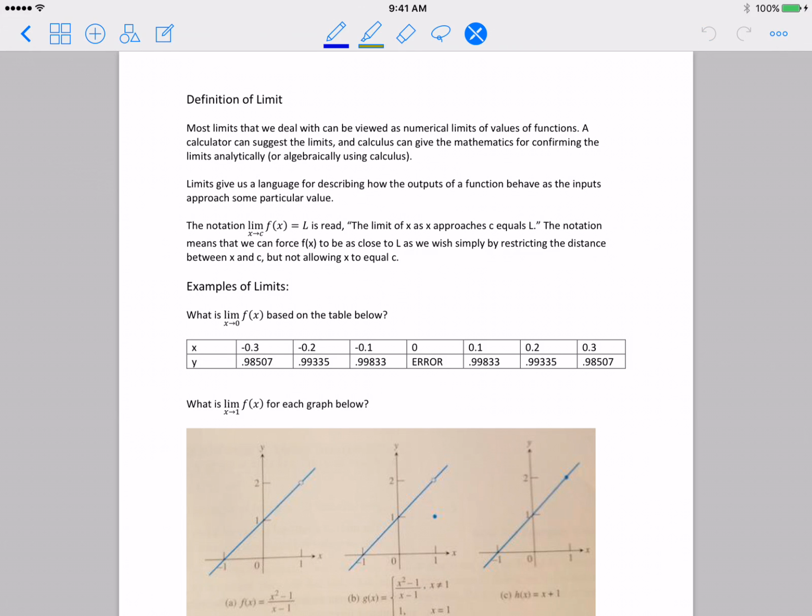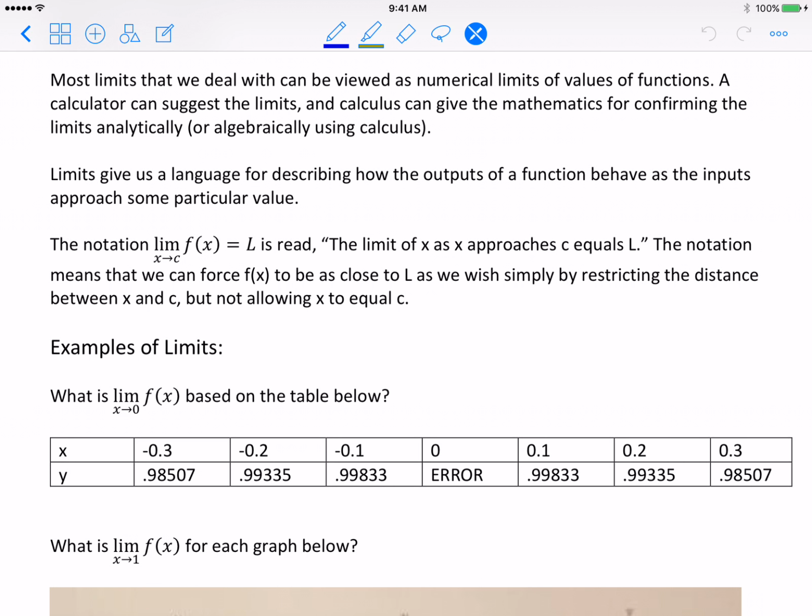The notation limit of f of x as x approaches c is equal to L is read exactly how I read it: the limit of f of x as x approaches c is equal to L. The notation means that we can force f of x to be as close to the value L as we wish, simply by restricting the distance between x and c. That distance between x and c, we use the letter h to represent, or you could think of it as delta t or delta x, but not allowing x to equal c. Formally speaking, that x value is not equal to c.